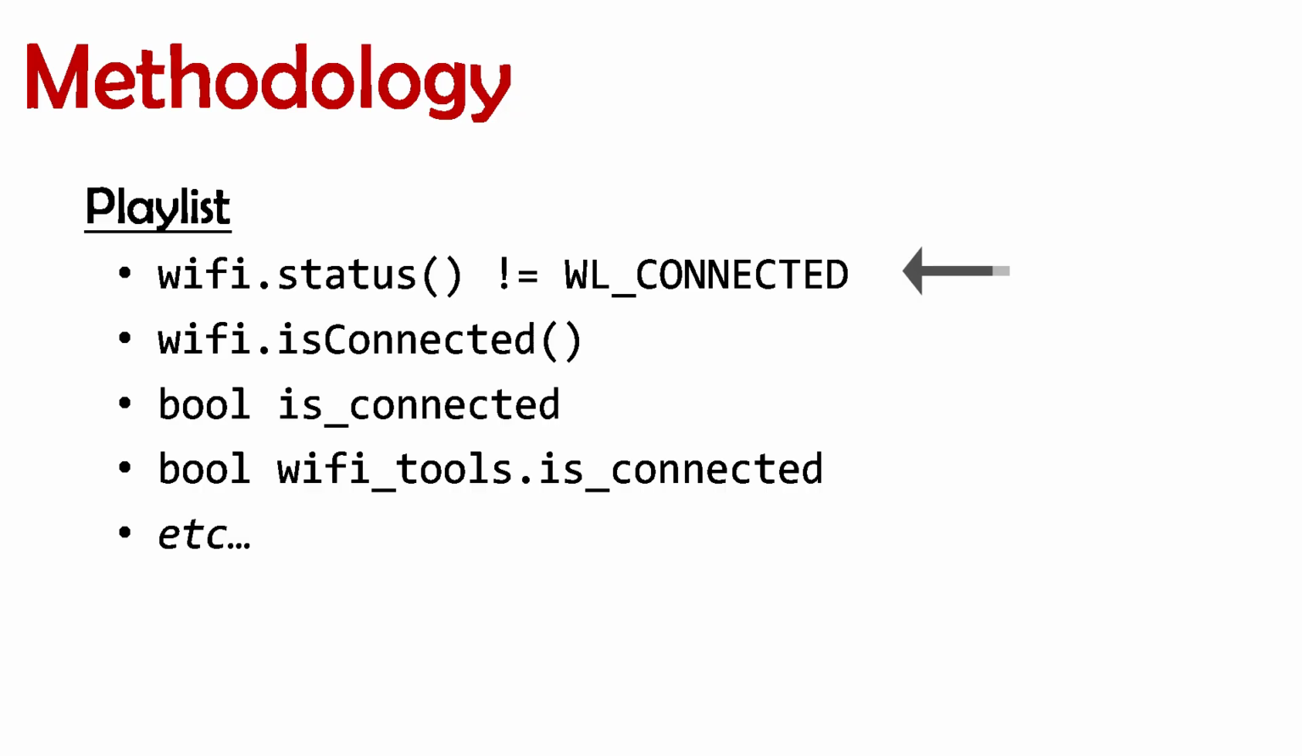Wi-Fi status either equals WL connected or doesn't equal WL connected. The Wi-Fi.h docs also reference a Wi-Fi is connected. I guess it's supposed to be a more convenient way to check. It is less code, but I don't think it's actually even faster. What if we're using some Boolean values that we can check? You would guess that checking a Boolean is going to be faster than checking a function, etc. I'll go through the different options and let's see what we get.